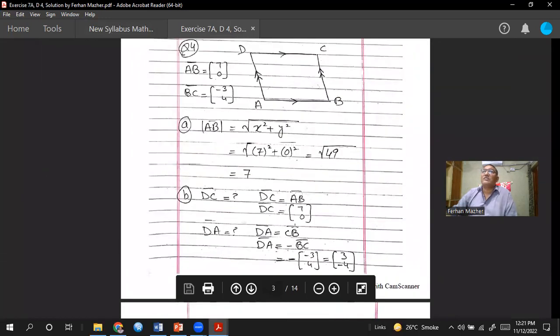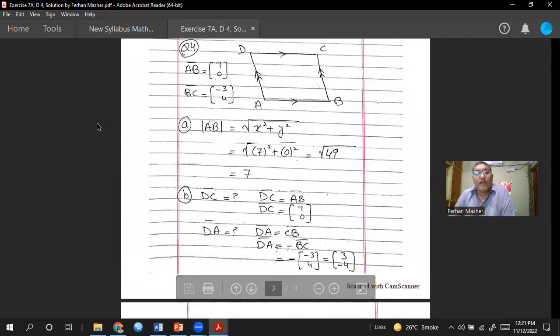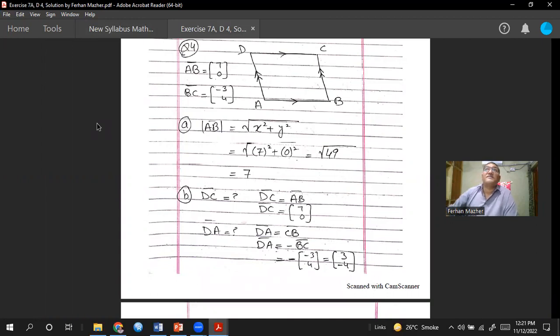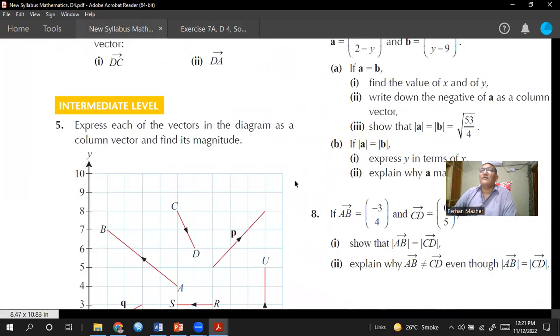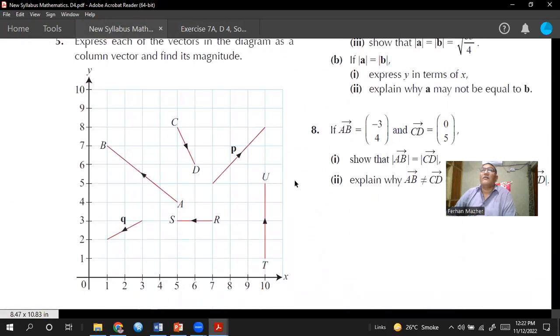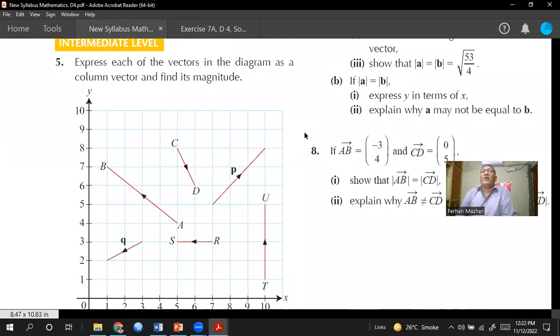So the question number four, the whole question number four is showing up on your screen, and you can pause the video and take your time with this question. Okay, so now we are on question number five. It says express each of the vectors in the diagram as a column vector and find its magnitude.